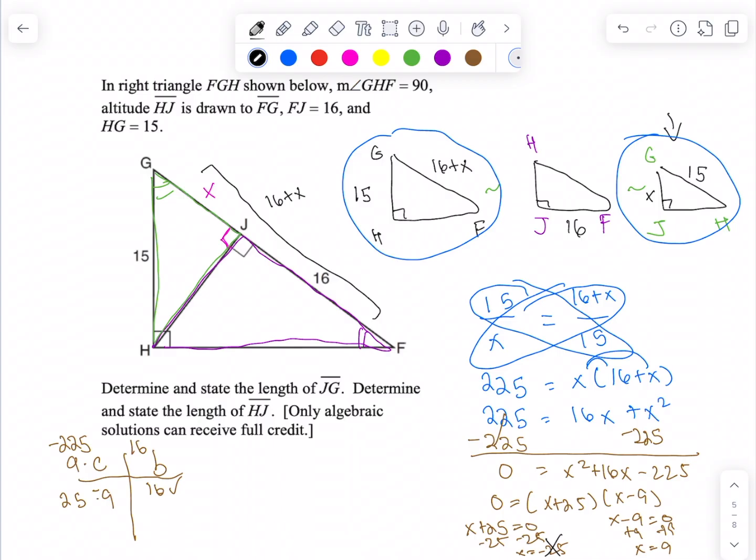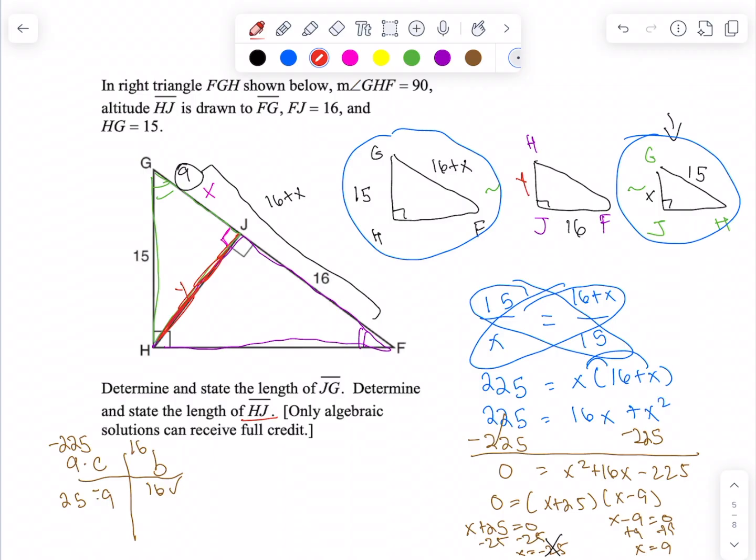And we're looking for the length of JG. And luckily, JG is represented as 9. So there we go. Now, after that, we do have to state the length of HJ. That's the second part of this question. So HJ is right over here. I'll label it as Y, and I'll label this as Y over here.